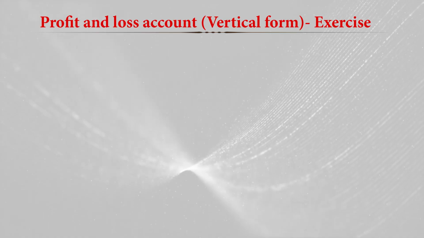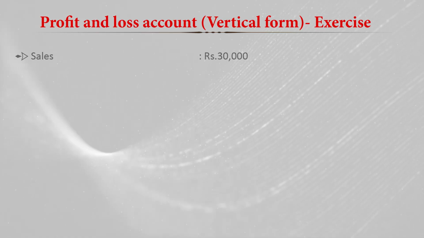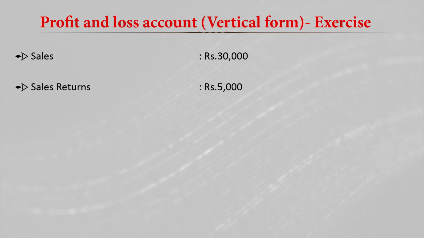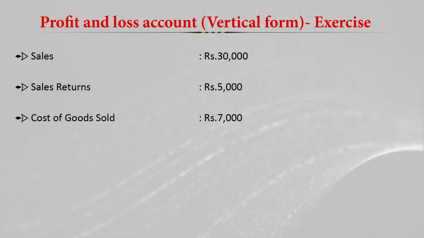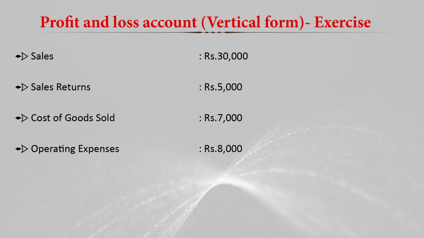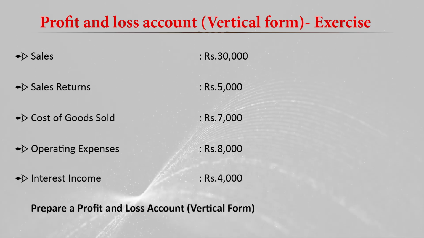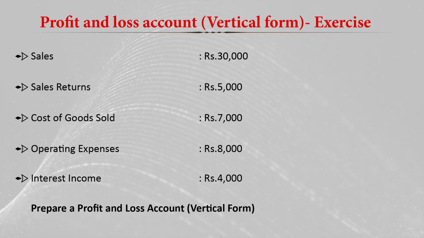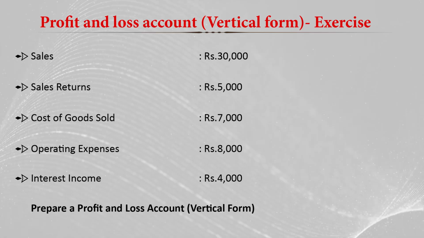Then another exercise to understand the preparation of the income statement. Some data are given: sales 30,000, sales return 5,000, the cost of goods sold 7,000, the operating expense 8,000, and interest income 4,000. So these five figures are given, and we have to prepare the income statement in the vertical form.